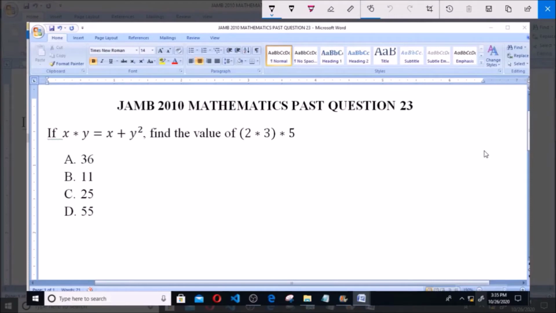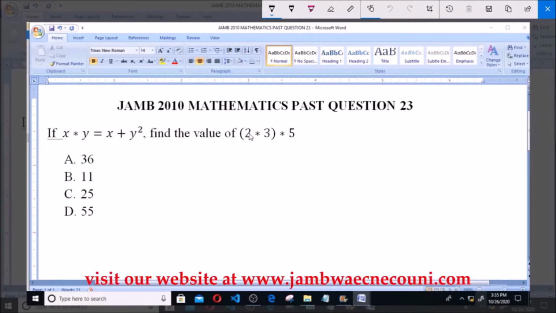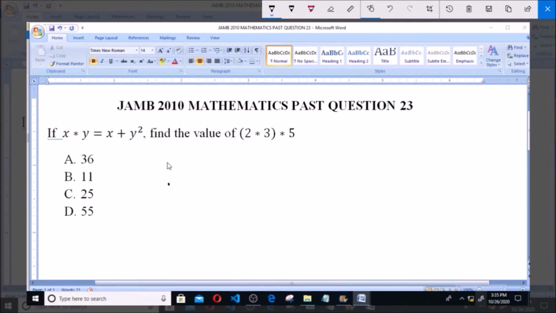If x asterisk y is equal to x plus y square. Now this is a binary function. So you have x asterisk y is equal to x plus y square. Now this is it. Find the value of 2 asterisk 3 in brackets asterisk 5. A, we have 36. B, we have 11. C, we have 25. And D, we have 55.